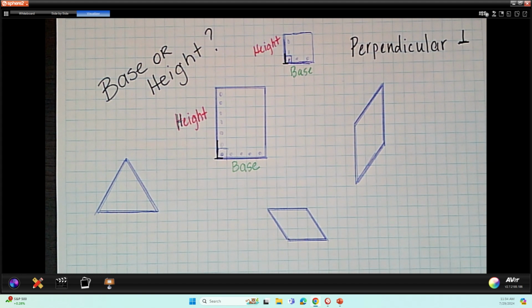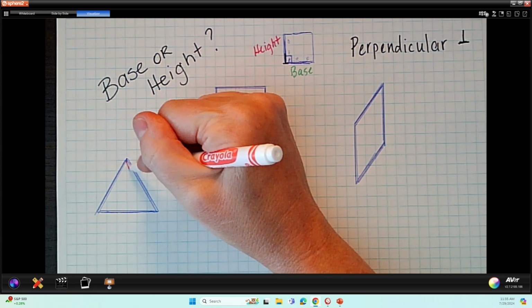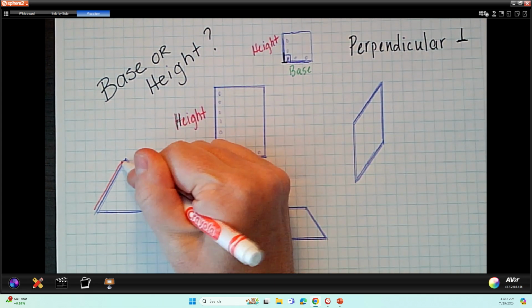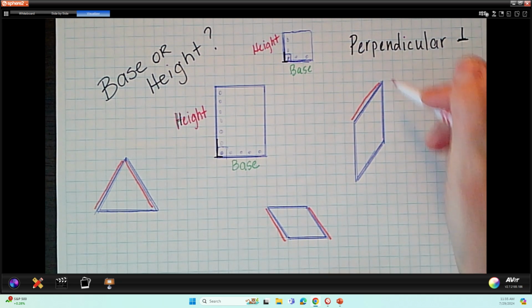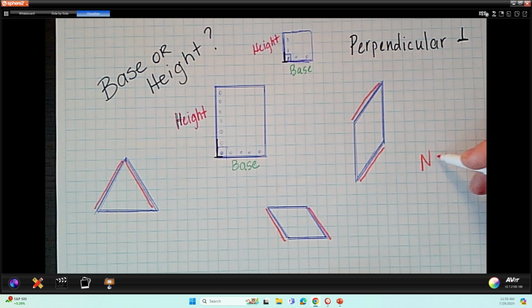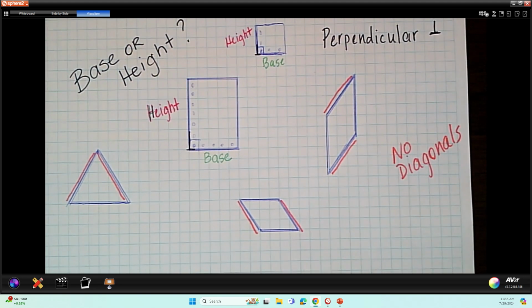Now, what about the diagonals? We've got to be really careful because the diagonals are not the base or the height. So we don't want the diagonals. So I'm going to put those in red. We do not want this or this. Okay, we don't want this, we don't want this, we don't want this, we don't want this. No diagonals. Okay, diagonals are not going to work for the base or the height.